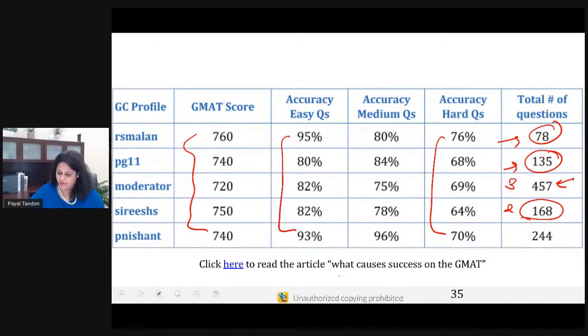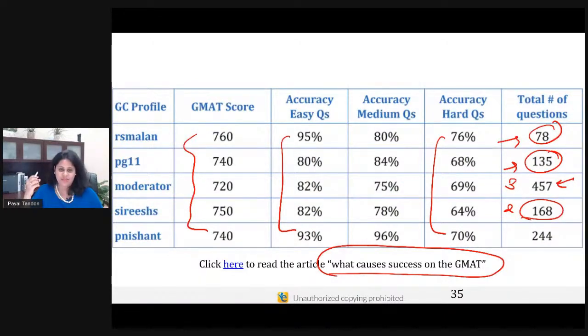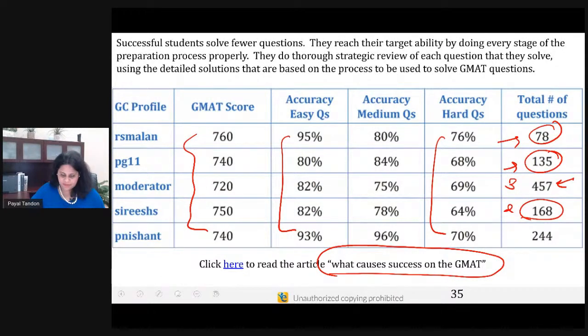Now, this is what we talk about in our article, What Causes Success on the GMAT. So definitely read that article. It's a good homework thing for you. After having gone through this session, you go through that article and you see what successful students do.